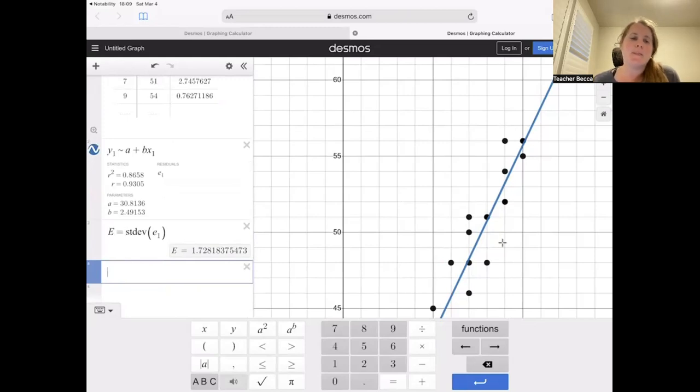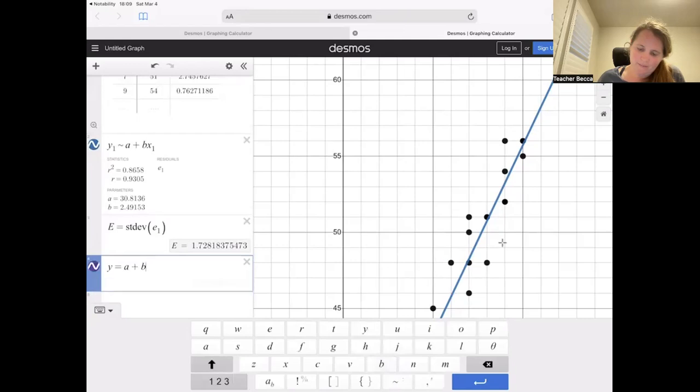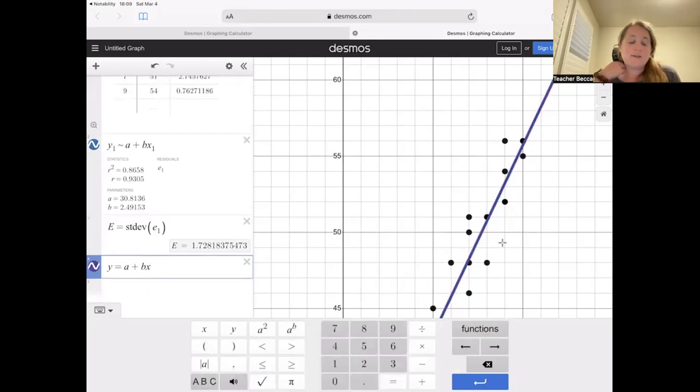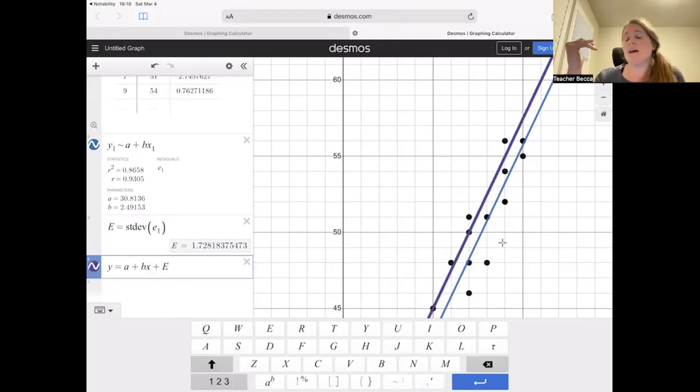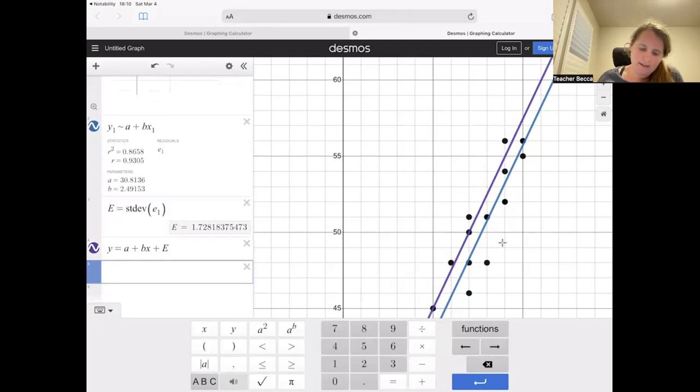This is my error. Now my regression line itself is y equals 30.8136 plus 2.49x. I'm going to just try something here. I haven't actually ever tried this before. If I type in y equals a plus bx, oh, it is there, good, that should just give me my regression line. It's right on top of the other line. Now, if to that I add my error, it just shifts the line up by my standard error. And then I do the exact same thing, y equals a plus bx, but this time minus my error.